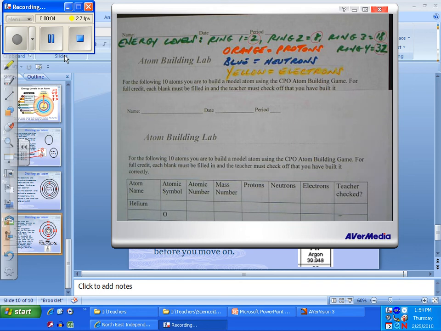Okay, first thing you need to do is make sure you have the colors coded correctly. When we build our atoms in a moment, you're going to have orange protons, blue neutrons, yellow electrons.